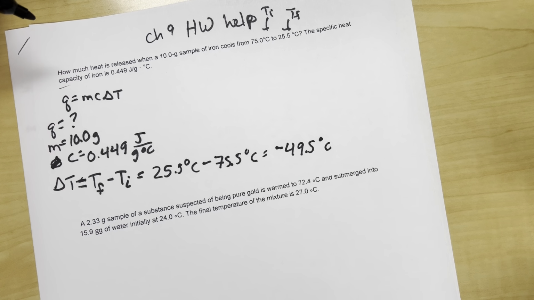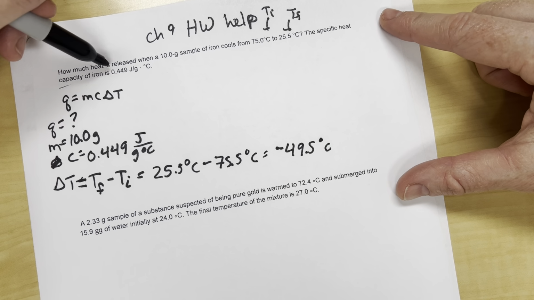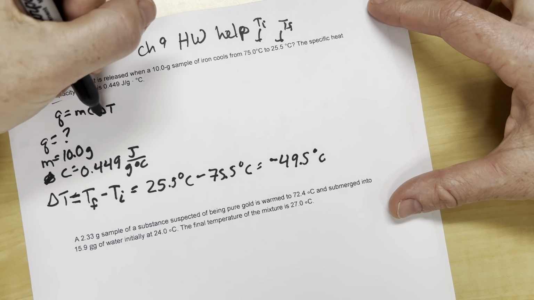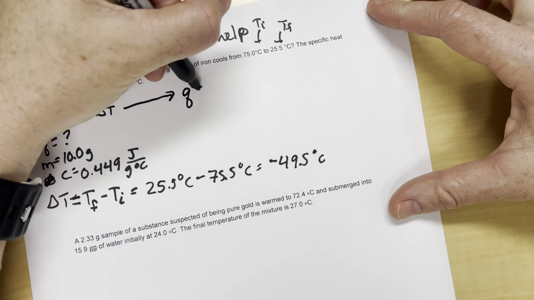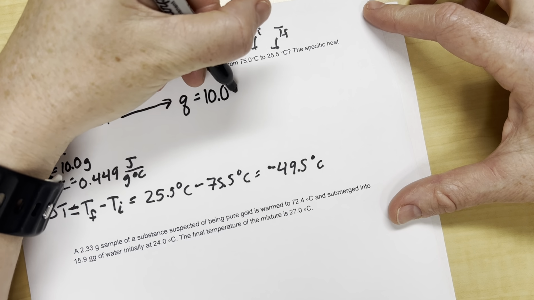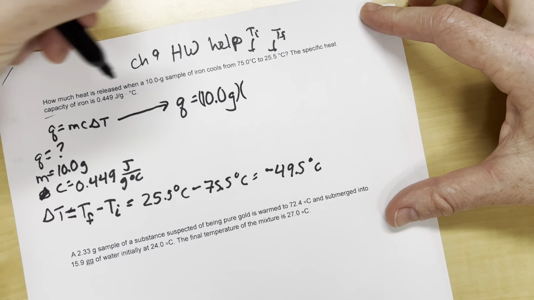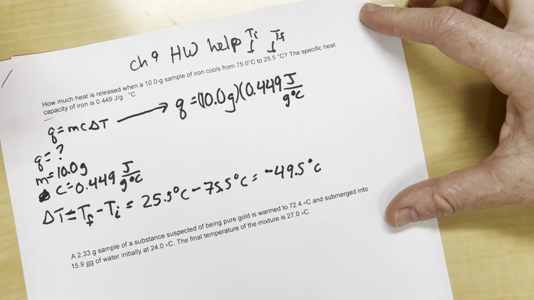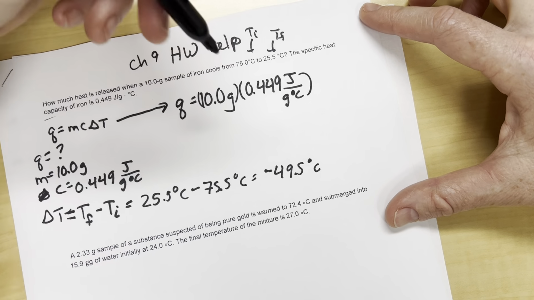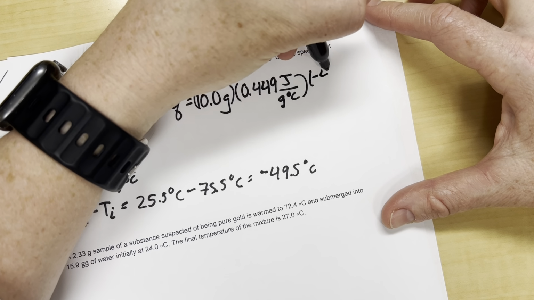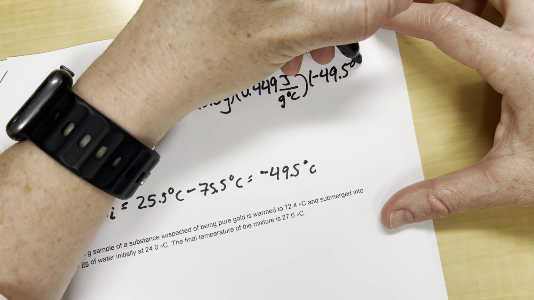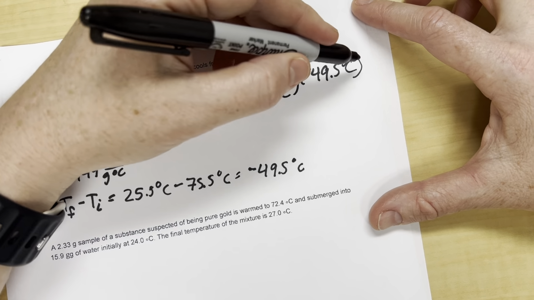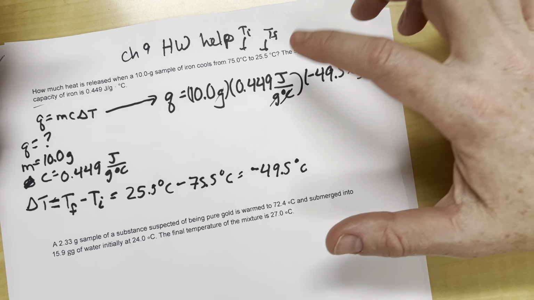Now this should make sense that it's going to be negative because it says how much heat is released, in other words, how much was let out. So let's go ahead and start plugging in and checking. If Q equals MC delta T, our Q will equal the mass, 10.0 grams, times the C that was given, 0.449 joules per gram degree Celsius, and then times our delta T, negative 49.5 degrees Celsius. The units make it so that our grams cancel, our degrees Celsius cancel, and the only thing we're left with is joules.